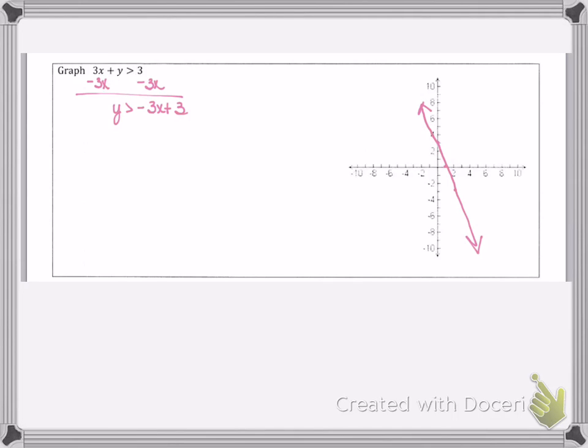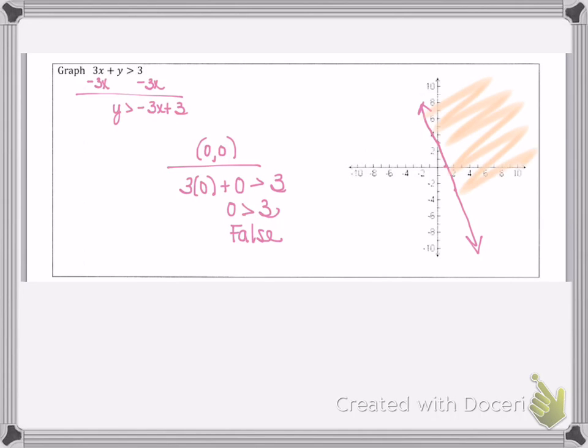And we're going to plug in a test point, and again, because this didn't go through the origin, let's just use 0, 0 as our test point. Back into the original, 3 times 0 plus 0 greater than 3. That gives me 0 is greater than 3. That is false. So what that means is I'm going to shade on the other side of the line. So my shading will be away from 0, 0 or to the right of that line.